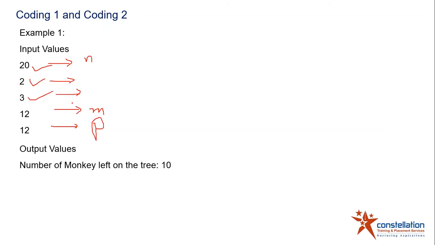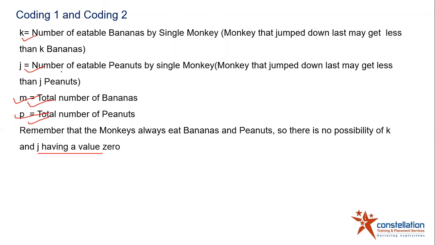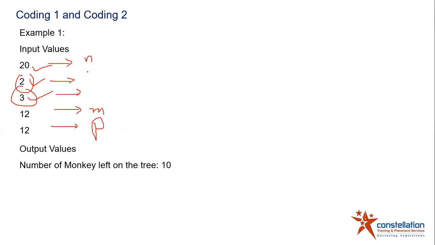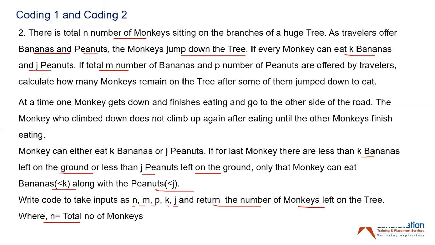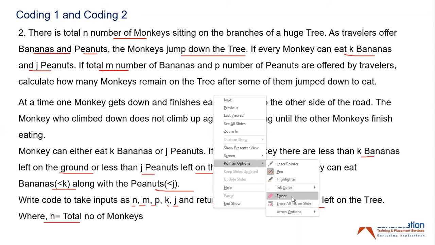Now after that, what will be these two, 2 and 3? Let's figure out that it is the number of eatable peanuts and bananas by a single monkey. It is going to be K and J. So the input is going to be N, K, J, M, and P. In this format, we have to take the input. Fine. Now let's try to understand once again.